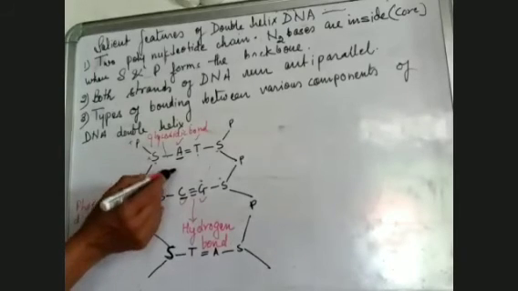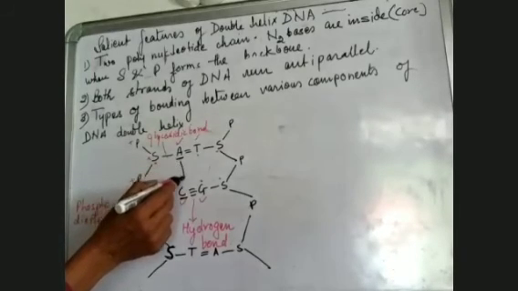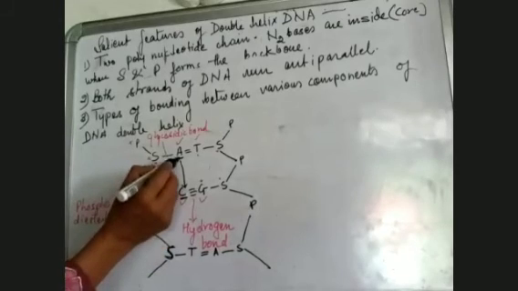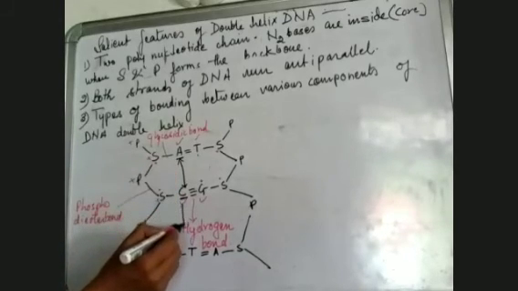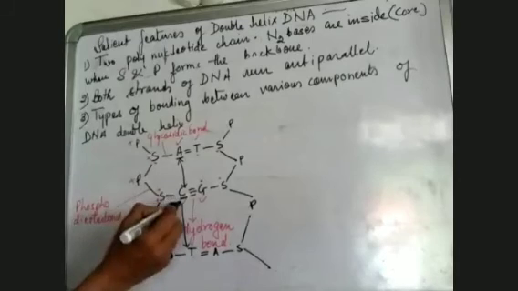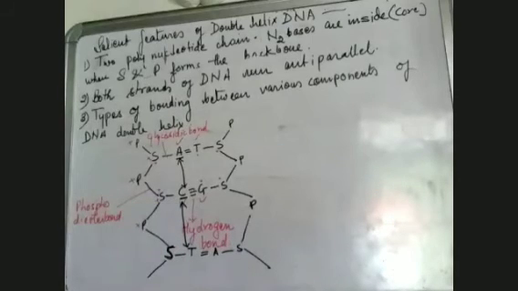Now, what is the gap between these two? The distance between two bases. This was also told by Watson and Crick, who gave the salient feature of this. And for this, we will have to understand the next point.